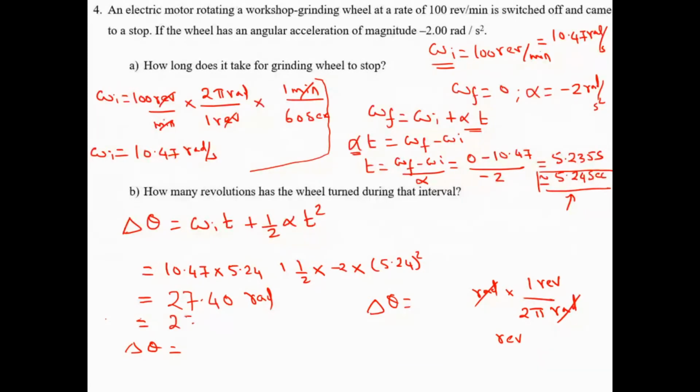So delta theta, again I have to write one more time, in radian. Here delta theta is equal to 27.40 over 2 multiplied by pi, and the answer is 4.36. The answer for the delta theta is given as 4.36 revolutions. Clear? So this is the answer for this question.